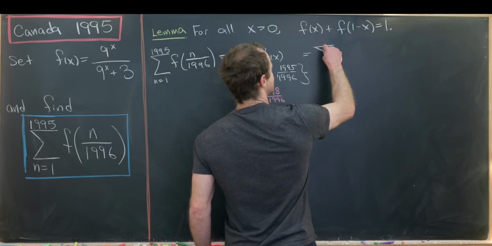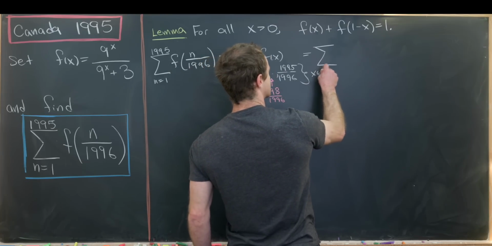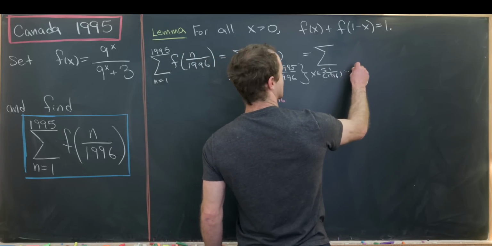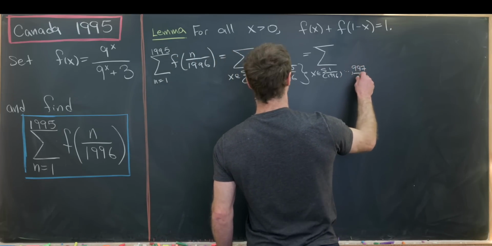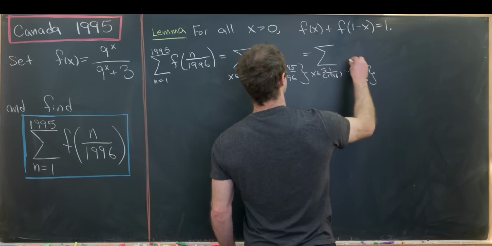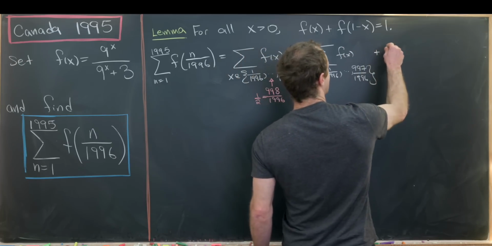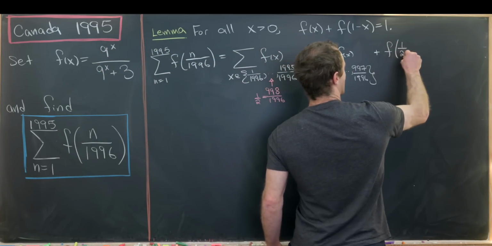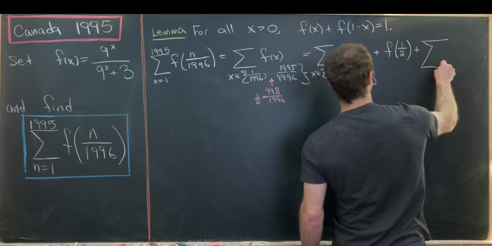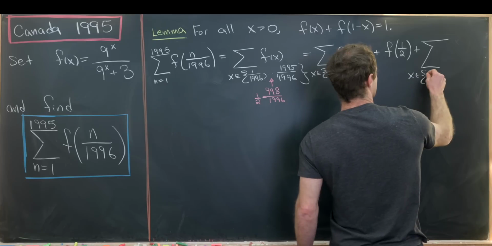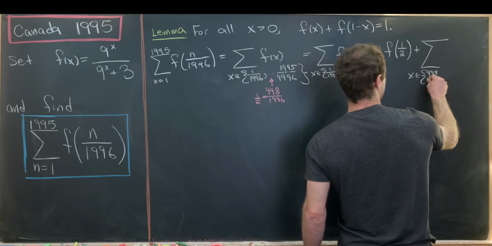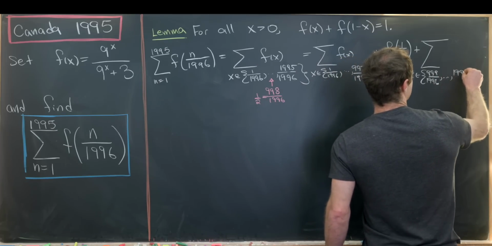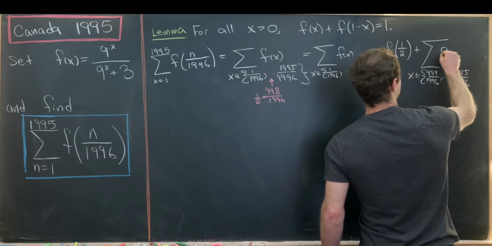So this is going to be the same thing as the sum as x goes from the set 1 over 1996 up to 997 over 1996. So that will be our first part, f of x. And then plus the 1/2 term, but I can just rewrite that as f of 1/2. And then plus the sum as x goes from 999 over 1996 all the way up to 1995 over 1996 of f of x.